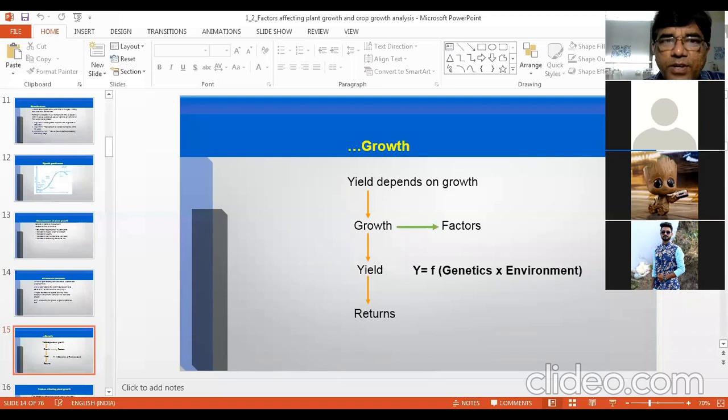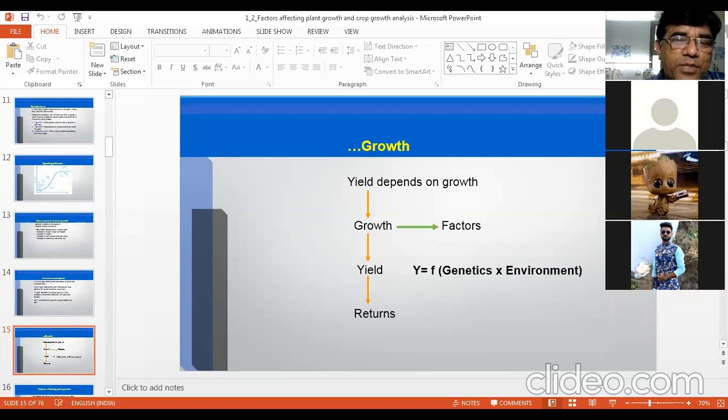Now we come to the factors affecting plant growth. One of you already said that we want optimum yields. That is why we want to study the growth. We can manipulate the growth so that we get the optimum or economic yields. So yield mainly depends upon growth. If your growth is really too poor, then you cannot get good yields.